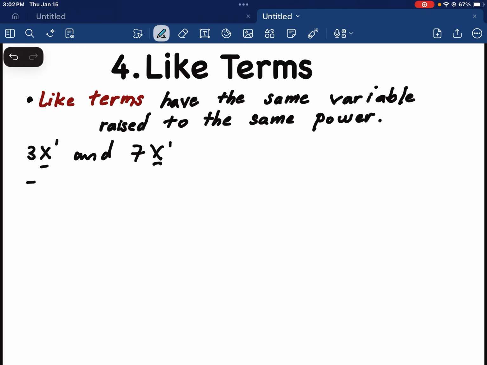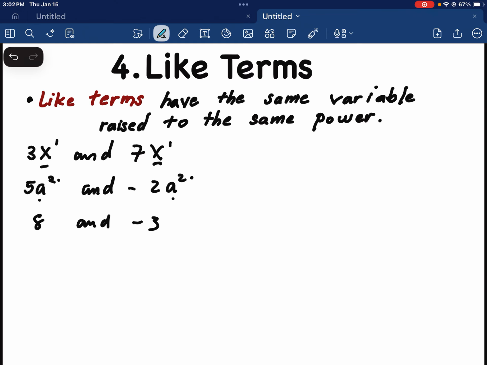For example, 5a squared and -2a squared. So they have the same variables and they also have the same exponents. Another is 8 and -3. Always remember, when you see constants, they are always like terms.